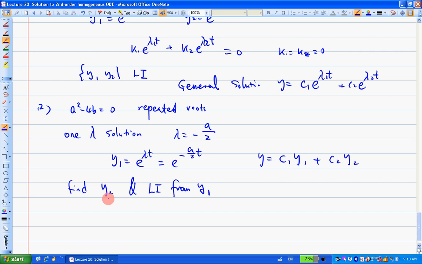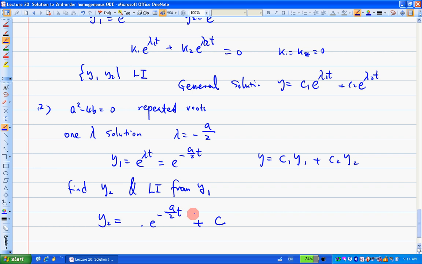So how do we find a y2 that is linearly independent from y1? Well, maybe you can see now, how about if I multiply this y1 with any other constant? Would that give me a linearly independent solution? No, because if it's just a constant, that's just a multiple of y1. Doesn't work. How about if I add a constant? If I add a constant, the first question is, will that be a solution?